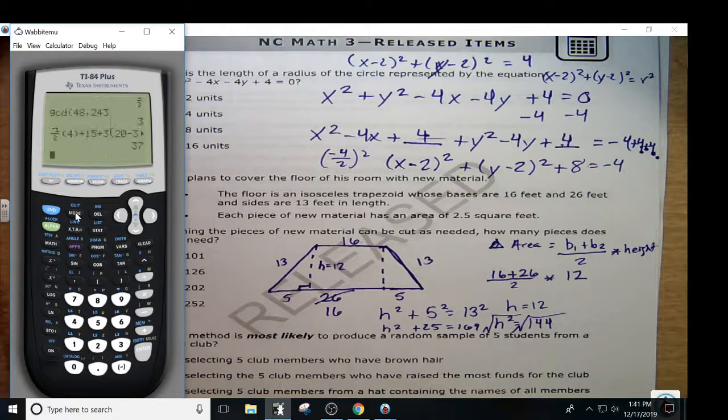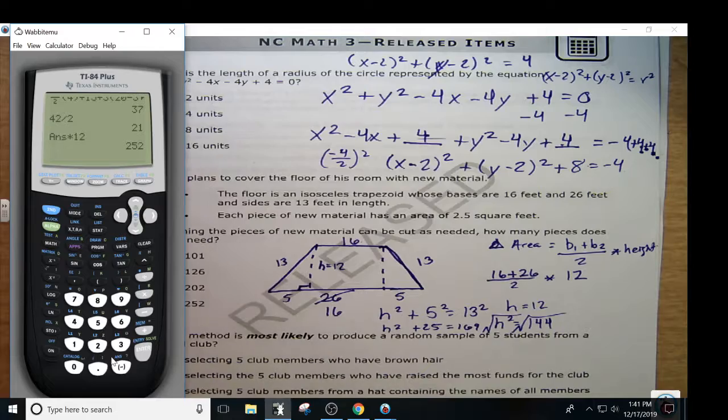We'll put this in one little bit at a time here. 16 plus 26 plus 16 is 42. So 42 divided by 2 is 21. Okay, times 12. So times 12.